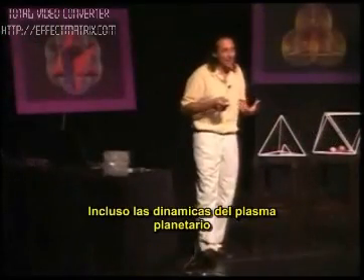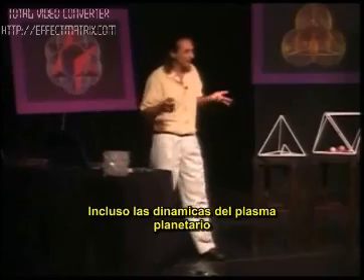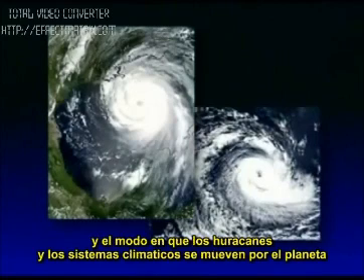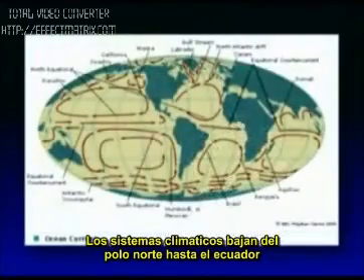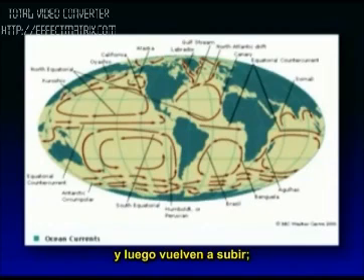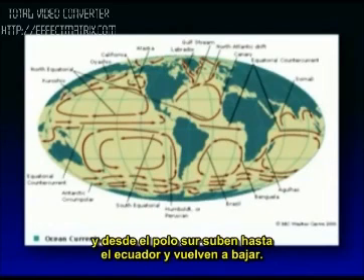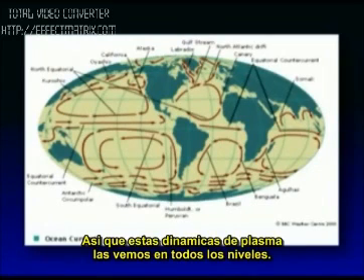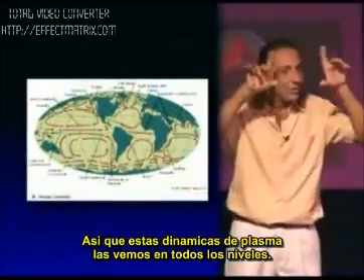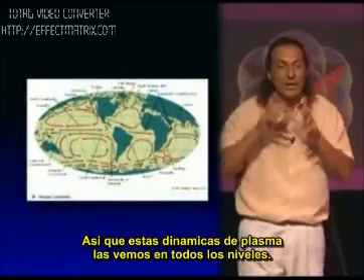Even the dynamics of the Earth plasma, like the dynamics of the Earth stratosphere and the way hurricanes and weather systems move around the Earth, obey those conditions. That is, the weather systems go from the North Pole down to the equator and then back up, and from the South Pole up to the equator and then back down. They don't cross over, and so on. So those plasma dynamics are seen at all levels.